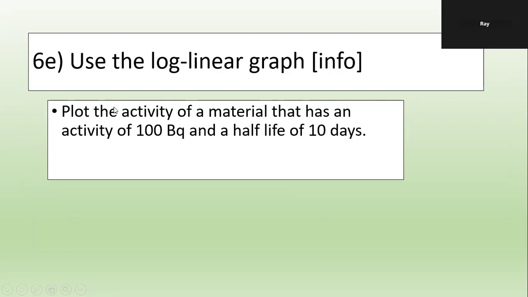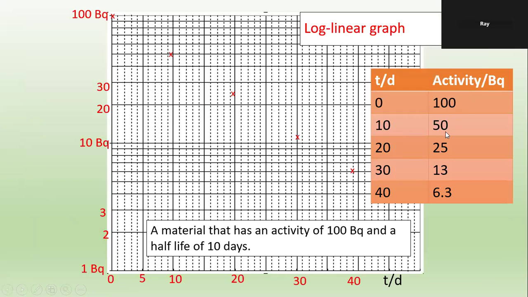Instead of calculating it by taking log, we can use a graph paper called log linear graph to find the half-life. 100 becquerel activity, half-life 10 days. That is the table. Start with 100. 10 days later, 50 left. And now 10 days later, 25 left. So you can plot the graph there.